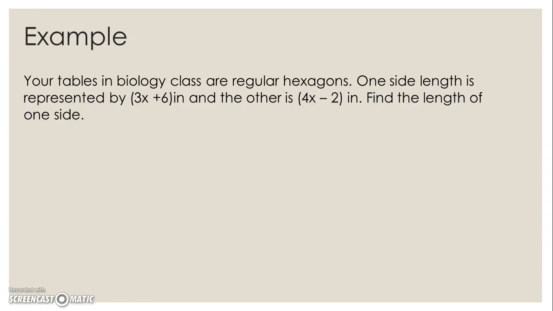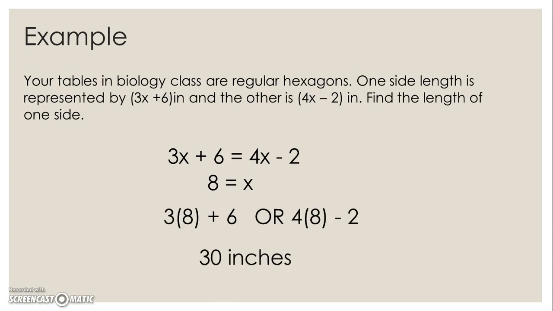Your tables in biology class are regular hexagons. Regular meaning it's equilateral and equiangular. If one side length is 3x plus 6 and the other is 4x minus 2, we know that the sides are congruent, therefore we set the lengths equal, and we can solve for x. Subtract 3x from both sides and we get x equals 8. And it said find the length of one side, so we're going to substitute 8 into either 3x plus 6 or 4x minus 2. And we get 30 inches.